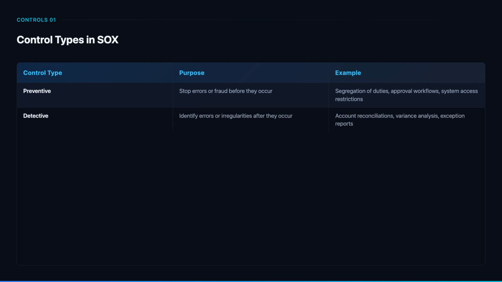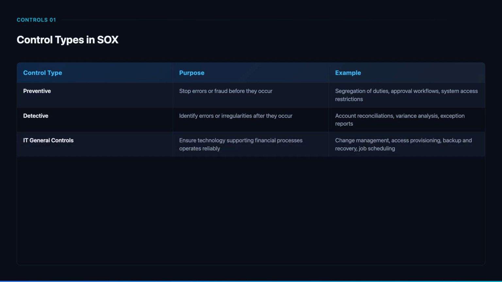Detective controls identify errors or irregularities after they occur. Examples include monthly account reconciliations, variance analysis comparing actual results to budgets or prior periods, and automated exception reports that flag unusual transactions for review.